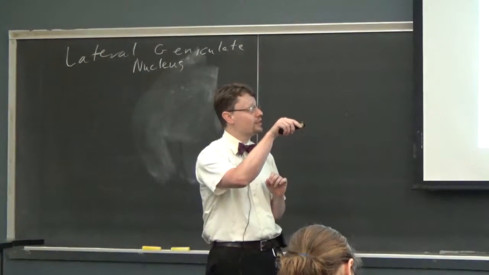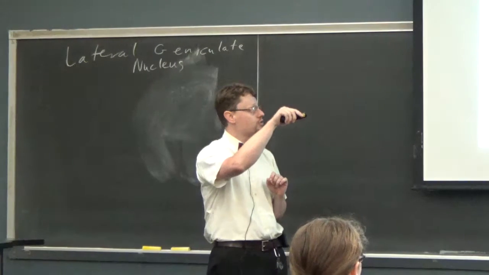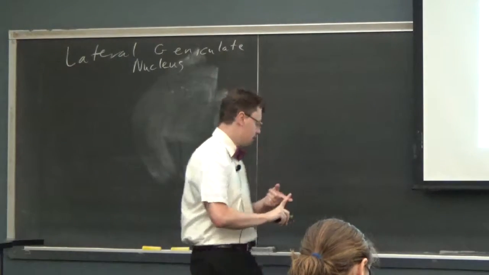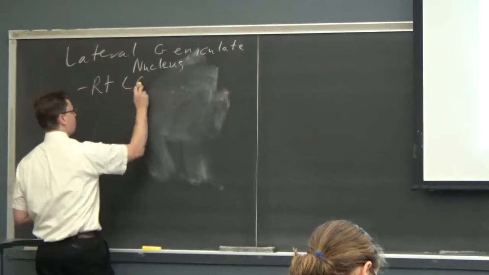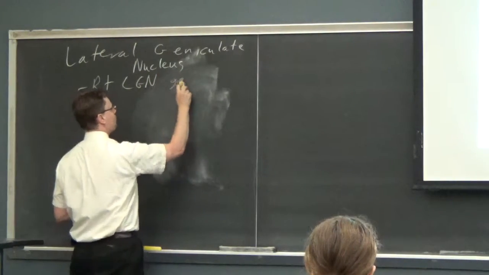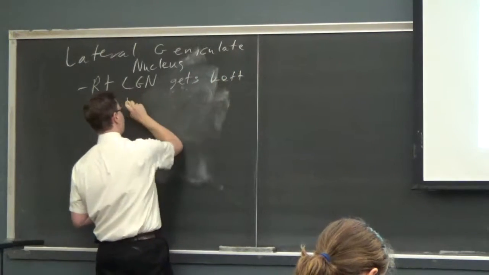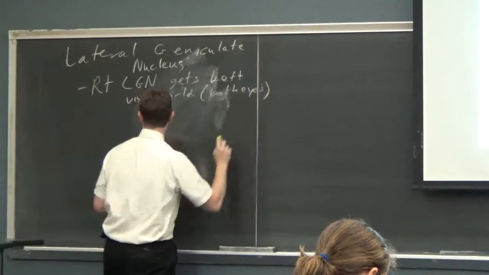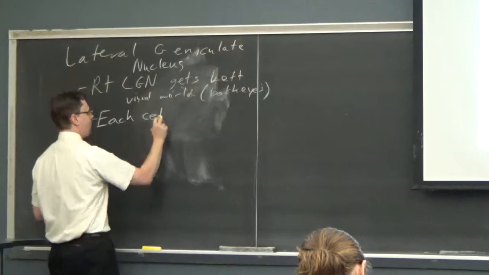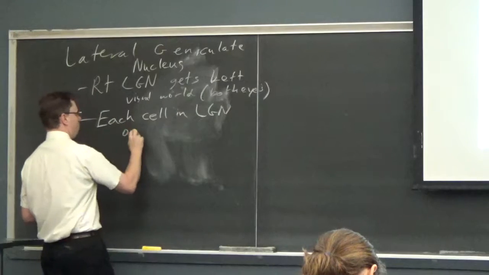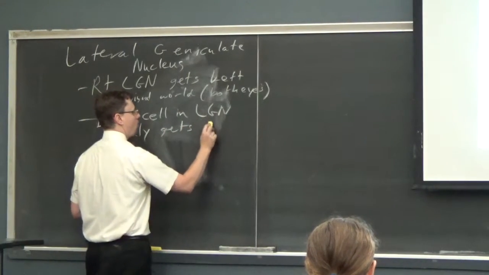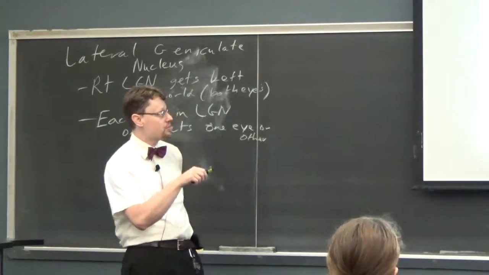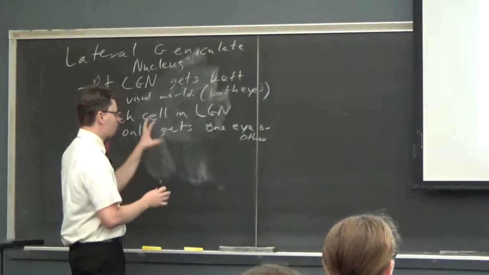One thing to remember about the lateral geniculate nucleus is that, for example, the right temporal retina and the left nasal retina are both seeing the right visual world. And they're both going to end up in the right lateral geniculate nucleus. So that's thing one: the right LGN gets the left visual world from both eyes. Thing two: each cell in the LGN only gets input from one eye or the other. So you pick any cell in the lateral geniculate nucleus, it's either going to respond to the right eye or the left eye. Those are two things to remember about it.